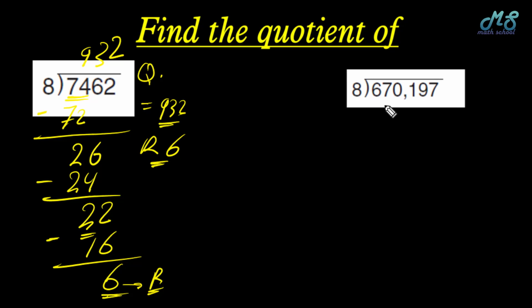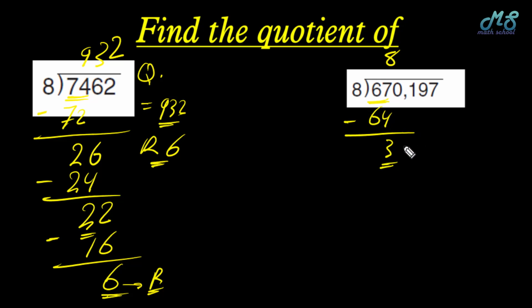Next, 670,197 divided by 8. It's a 6-digit number. Take the first 2 digits, guys. It will be 67. Divided by 8, you have to try 8. Why? Because 8 times 8 equals 64. It's close to 67. So write 64. And draw a line, subtract. 7 minus 4 equals 3. The difference is 3. What's next? Ask yourself.